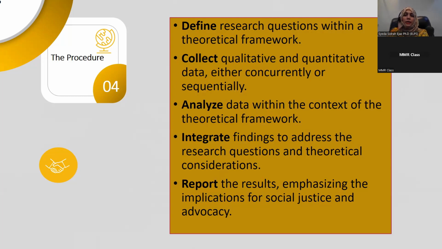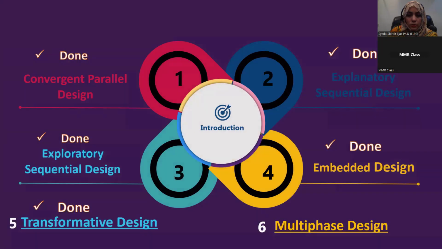To explain the social justice cases and to conduct such kinds of complex studies, this research design, like the transformative design, is more helpful and good enough to deal with very complex phenomena. And now we've done 5 of them, and now we're moving to the multi-phase design, which is number 6.